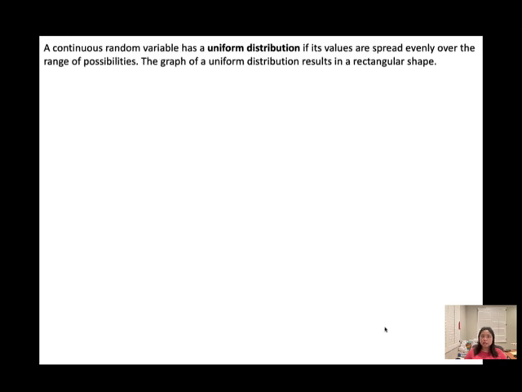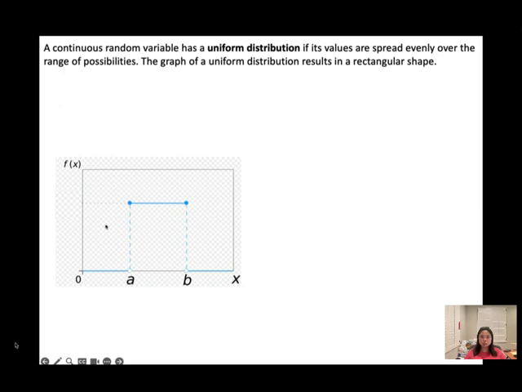So first, let's talk about the uniform distribution. A continuous random variable has a uniform distribution if its values are spread evenly over the range of possibilities. The graph of a uniform distribution results in a rectangular shape. Okay, we talked about this already, the uniform distribution, right? The probability is about the same here. So it creates a rectangular shape here.